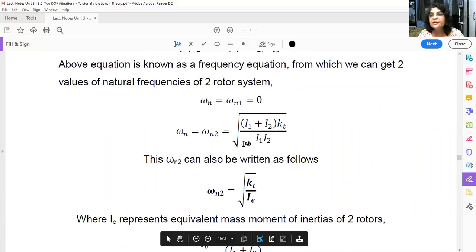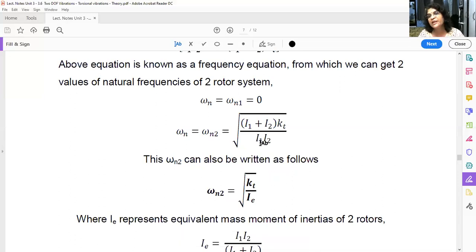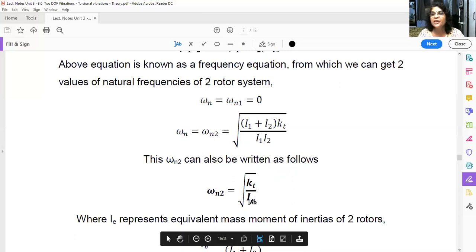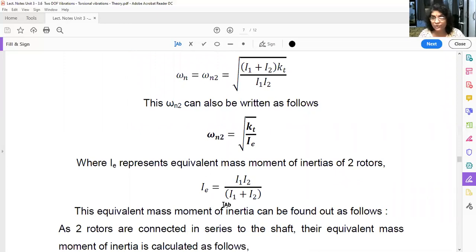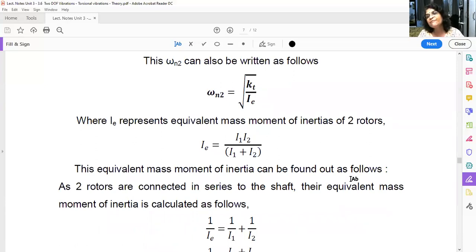Now see this term carefully: I1 plus I2 upon I1 I2 can be written in terms of IE, that is the equivalent inertia of the two rotors. So IE can be written as I1 into I2 upon I1 plus I2. How this has come, I will explain later. So either you can write the formula for omega like this, or you can convert it into IE, the equivalent mass moment of inertia, which can be found as follows.